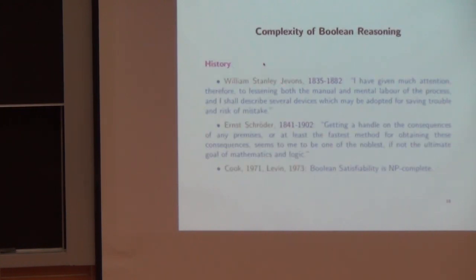And people already realized that we need such a method starting in the 19th century. William Stanley Jevons, who was a follower of Boole, actually built a machine called the Logic Machine that can do this reasoning about 4 propositions, okay? But still, he said, "I have given much attention, therefore, to lessening the manual and the mental labor of the process of logical reasoning."